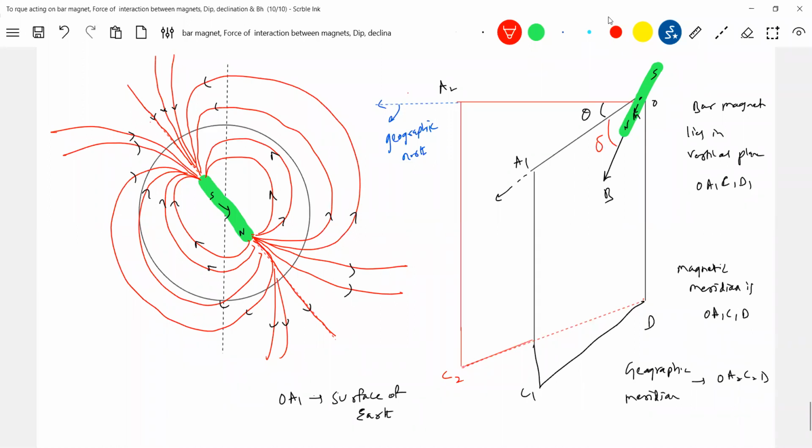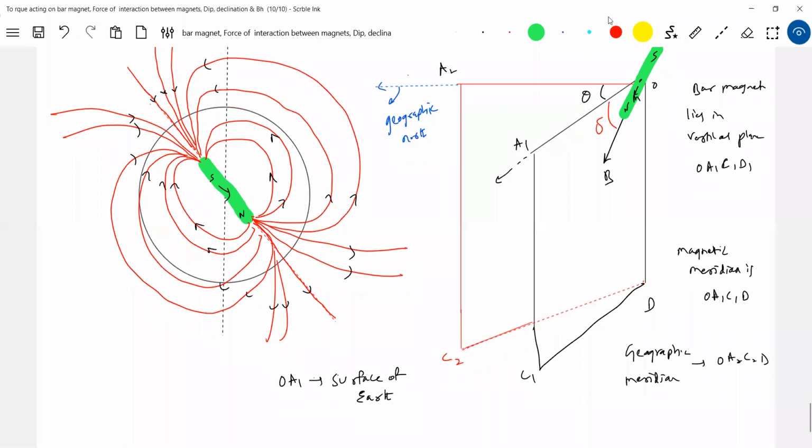How to measure theta? I'll locate the geographic meridian. Sir, how do I locate the geographic meridian? I know the geographic north and south. Then I'll put a paper or cardboard in that particular plane. Then I'll suspend a bar magnet. The suspended bar magnet will make some angle with this plane. The plane in which the bar magnet lies is the magnetic meridian. So the angle made by B bar with the geographic meridian is theta. That is called the declination.